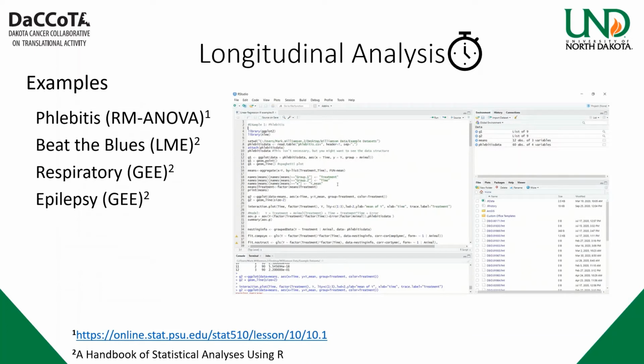So for our actual examples, we'll be using this phlebitis data, using repeated measures ANOVA. This is based on this lesson here. Then we'll be looking at beat the blues, respiratory and epilepsy data, using both a linear mixed effects model and then generalized estimating equations. And these are all based on examples from A Handbook of Statistical Analyses Using R.